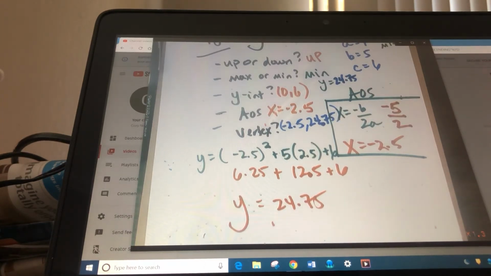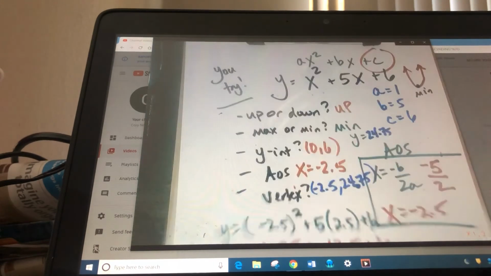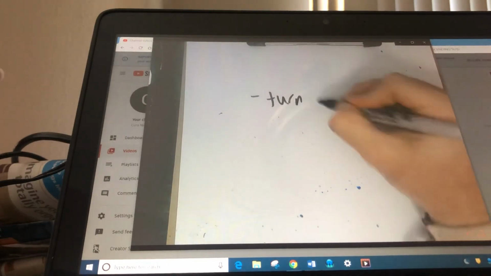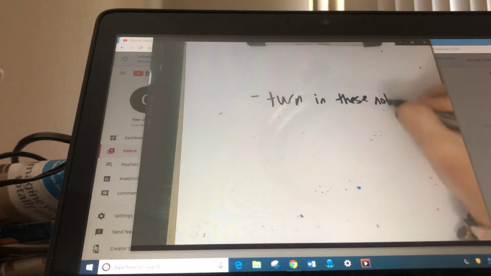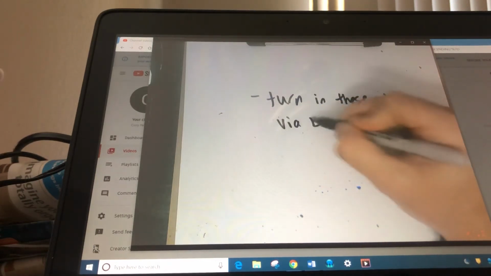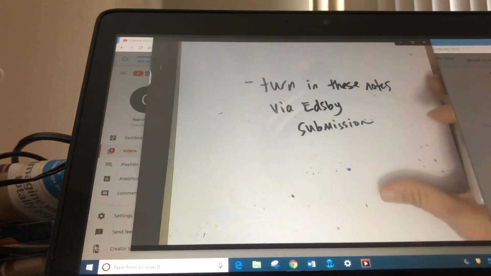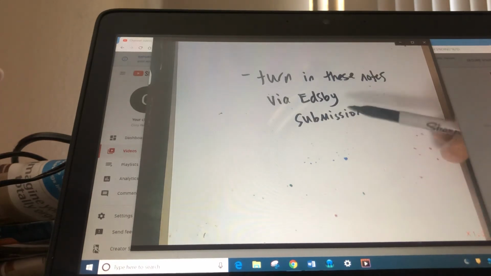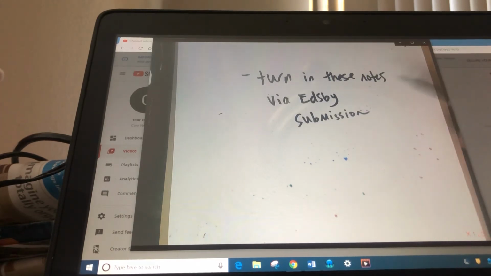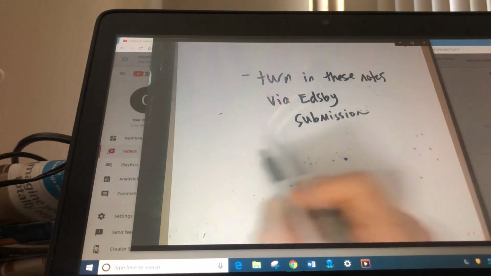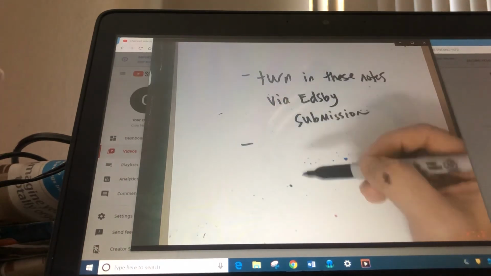All right, guys, that is my lesson. Hopefully this stuff makes a lot more sense now. Here's what you're going to do. You're going to turn in these notes via EDSP submission. Meaning, please don't email me these notes. You're going to click on the assignment in the gradebook. I'll try to find a tutorial for how to do it, but it's super easy. You click on the assignment, and it's going to give you the option to upload a file. You're just going to upload your pictures, and just make sure you write your names at the top, and send me all of it.